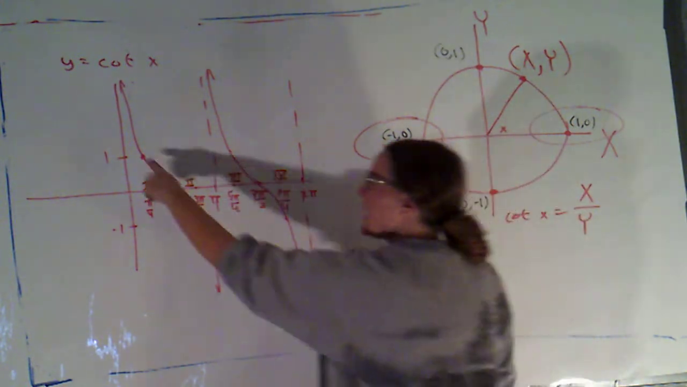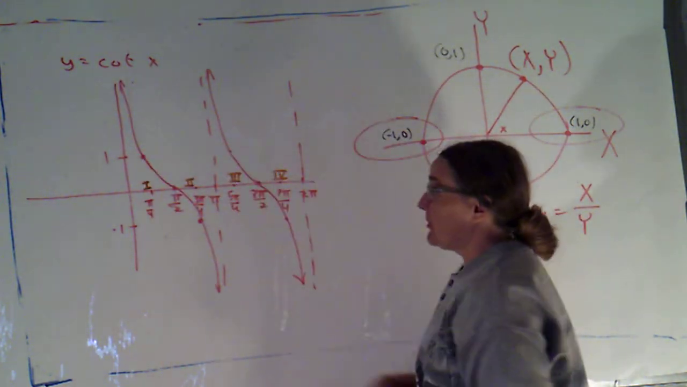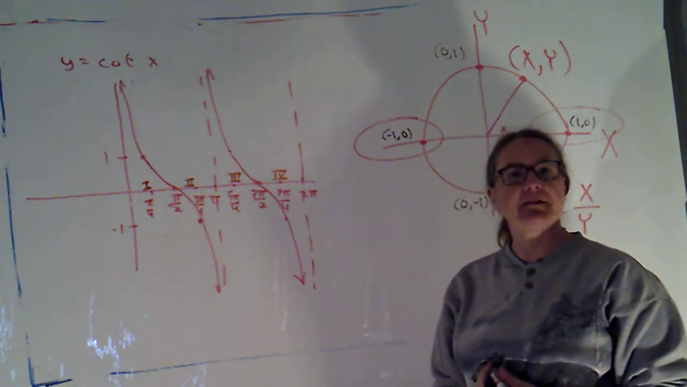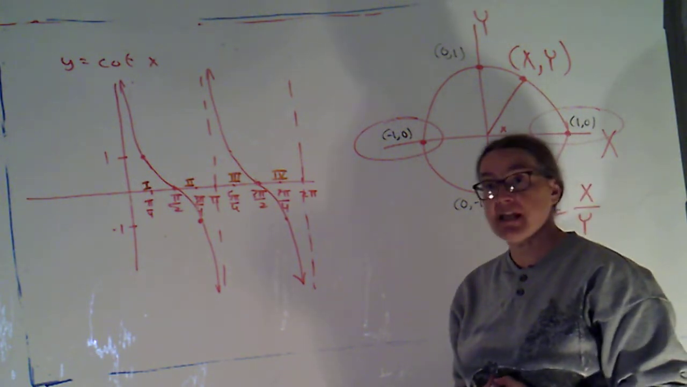Okay. And then when I connect those points, that just helps me to, first of all, be positive here and negative here, but also it helps me to get about the right level of steepness. Okay. So that is our graph of cotangent.